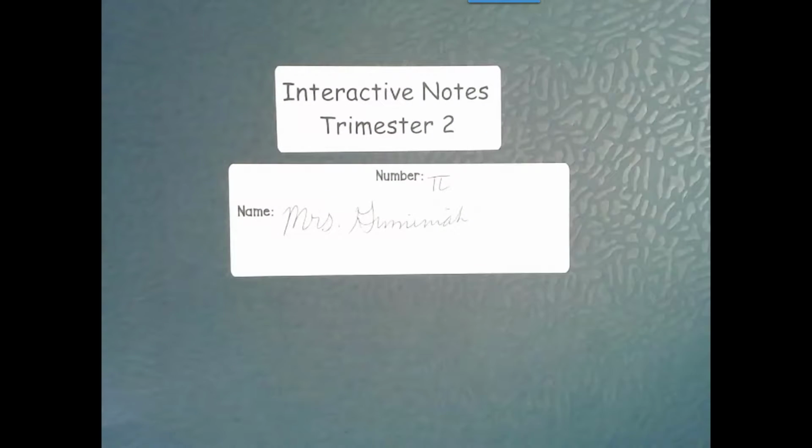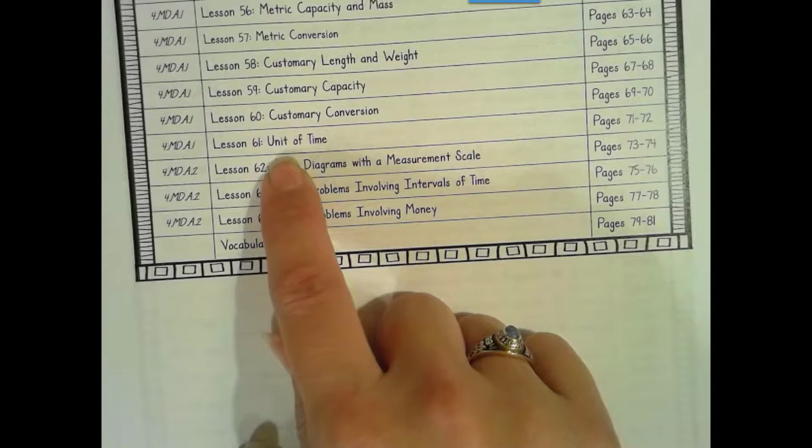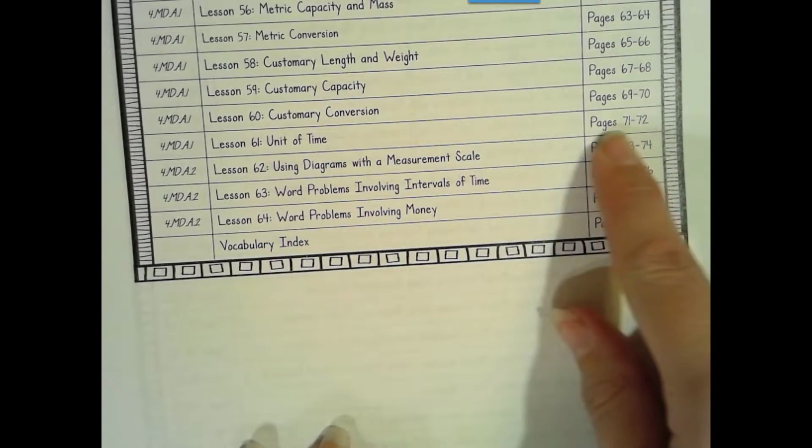Welcome to Lesson 61, Part 1. We're looking at units of time, pages 71 and 72.